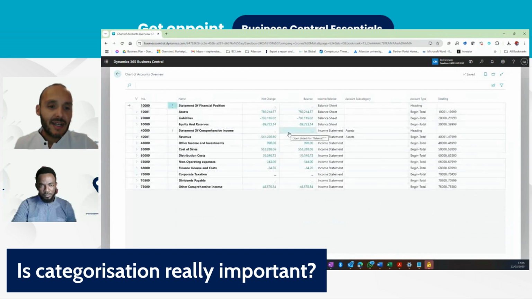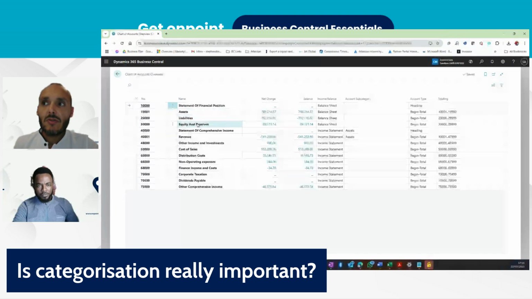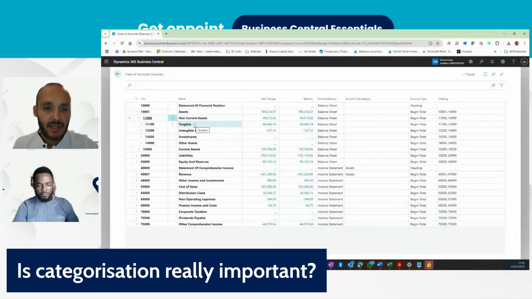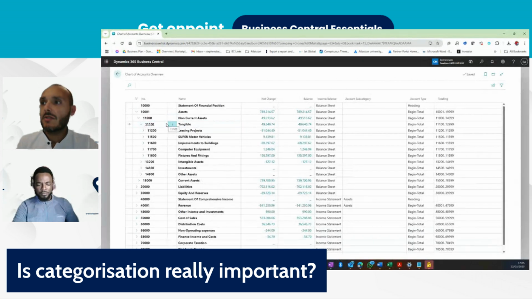And what is nice? Nice is when all my accounts are nicely categorized according to their nature. So, for example, in my statement of financial position, I have my assets, my liabilities, my equity and reserves. If I go to the assets, then I have non-current assets and current assets. In the non-current assets, I have tangible and intangible investments. And in my tangible assets, I have a further breakdown of leasing projects, motor vehicles, improvements to buildings, and so on and so forth.